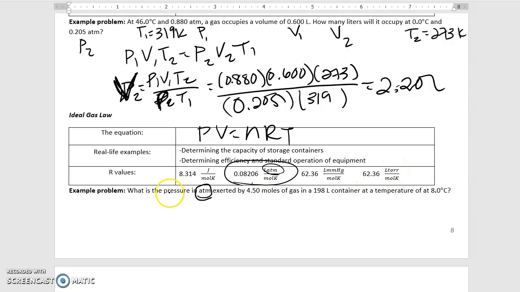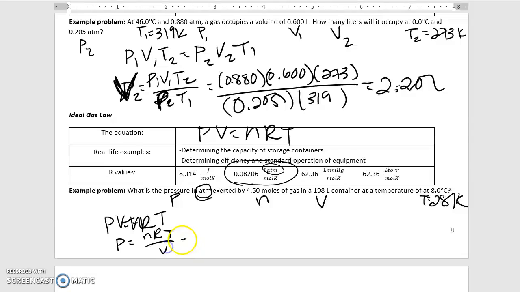So looking at this problem, what pressure means I don't know pressure. Exerted by, this is our number of moles, so N. This is our volume. This is our temperature. Okay, so 8 plus 273 is 281 Kelvin. All right, so we're just plugging in. So PV equals nRT. So I'm solving for P here, so P equals nRT over V.